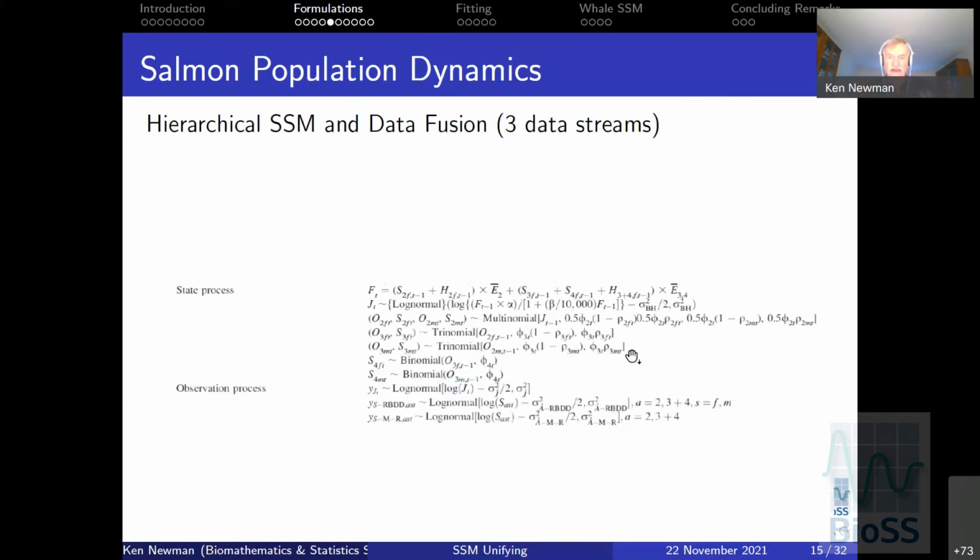Then we had data coming from 3 different sources here. So this was one of these data fusion examples. So we had 3 different observation processes that were measuring the fish at different life stages in different areas. And then at the top here, this was the state process. This is that graph on the previous page that's translated into an equation form.